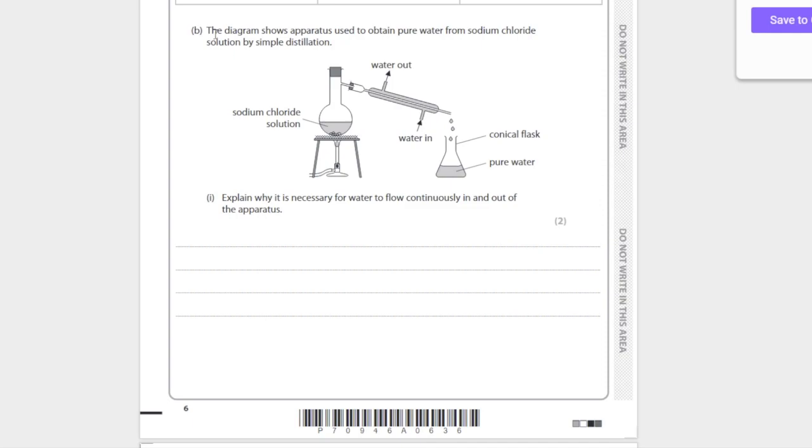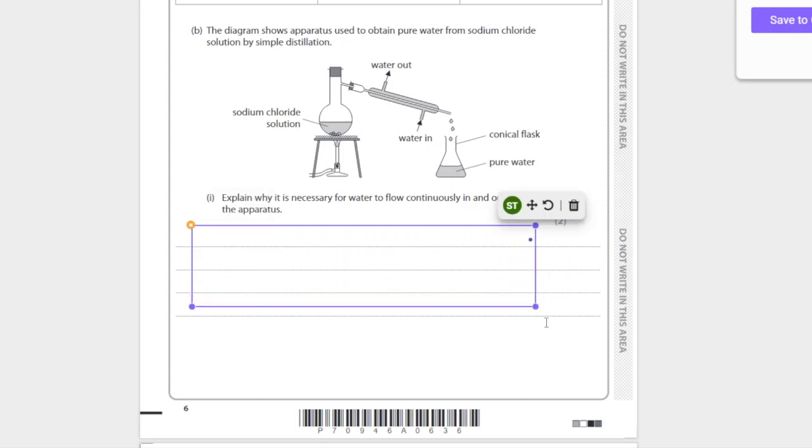Okay, next up, we see that the diagram shows apparatus used to obtain pure water from sodium chloride solution. Okay, simple distillation. Yeah, pretty simple. Explain why it's necessary for water to flow continuously in and out of the apparatus. Okay, this is good. So this is a pretty standard, simple distillation setup. It'll always look like this generally. And it wants us to know why water is flowing in and out continuously. Well, why does water have to flow in the first place? Well, water is flowing to cool the water.